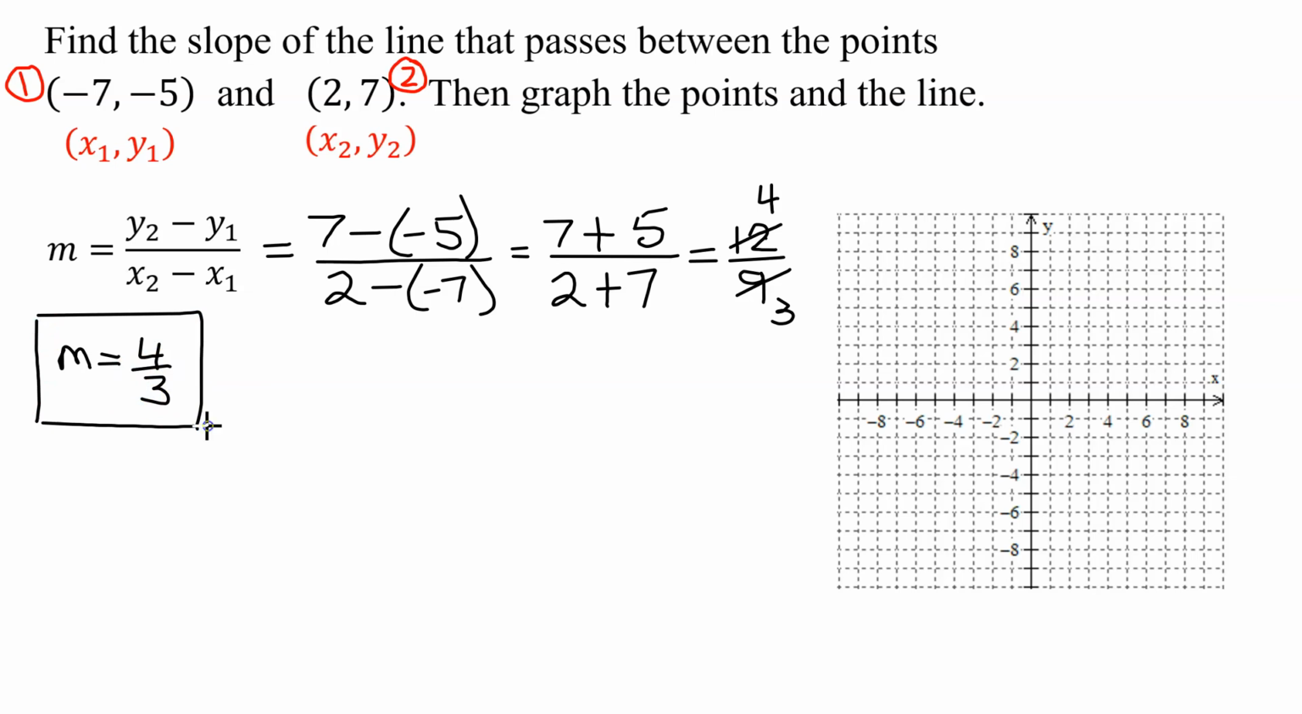So that's the first part of the problem. We found the slope. Now we need to graph the points and the line. So let's look at our points, (-7, -5). Remember, start at the origin. X is -7, left 7, and Y is -5, down 5 to there. The next point is (2, 7). Start at the origin, go to the right 2, up 7.